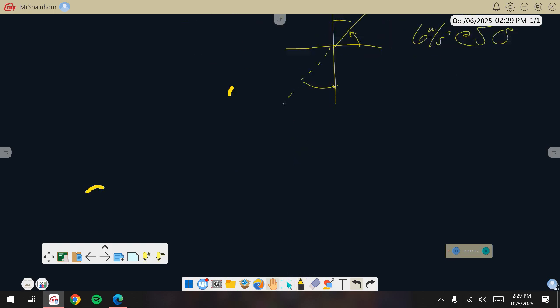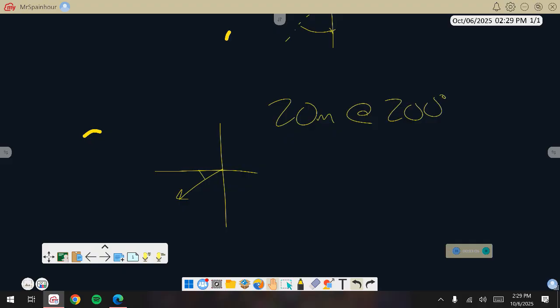Problem number 2 will be this. I will put up a vector like 20 meters at 200 degrees. Where does that go? What quadrant is that in? The third. That is in the 3rd quadrant, probably somewhere like right over here. Yes? Okay, that's 0, that's 90, that's 180, so guess what that is right there? It'd be 20 in that case, right? A little bit left over.